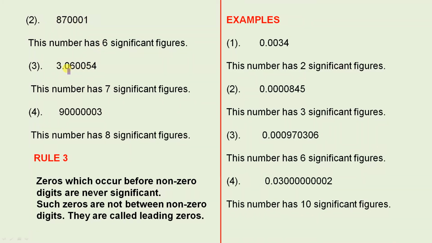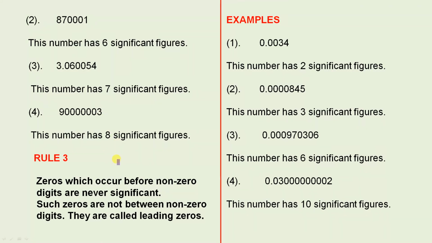Over here we have a 0 between the 3 and the 6, 2 zeros between the 6 and the 5. Altogether we have 7 significant figures. All the non-zero digits and all the zeros, because they are between whole numbers. So that has 7 significant figures. Over here we have all these zeros between the 9 and the 3. They're all significant. Therefore we have 8 significant figures.